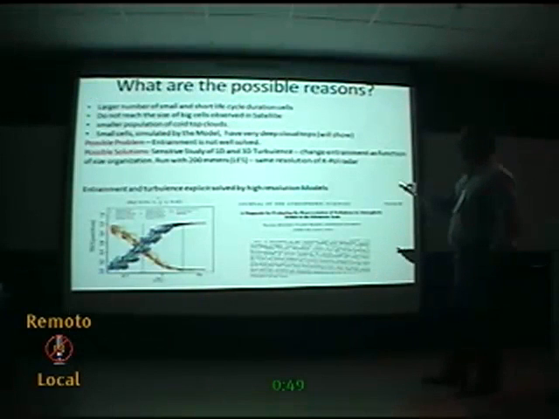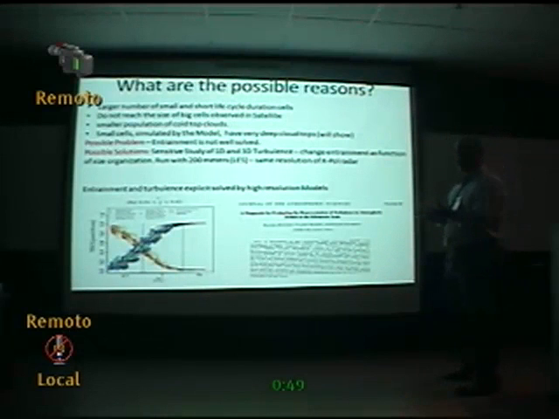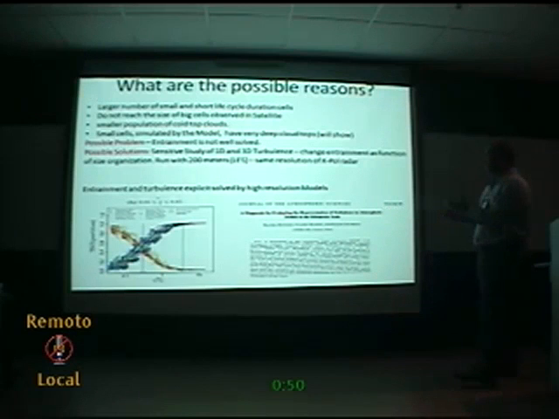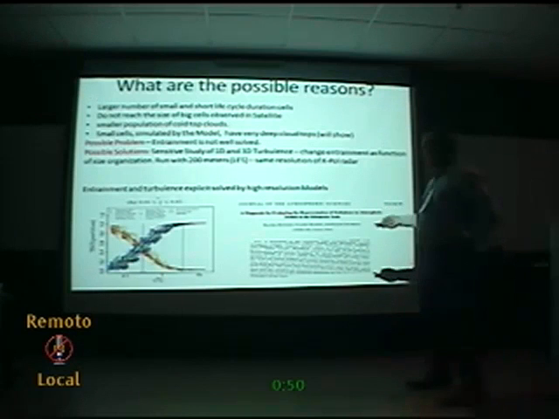There are a lot of small guys, but very high and very deep, that was not observed in reality. So the possible reason we identified is that there is a problem with entrainment. If we increase entrainment, we can decrease the number of small cells and try to solve the problem. So we started some sensitivity studies, moving from 1D turbulence, which was the original simulation, to 3D turbulence.